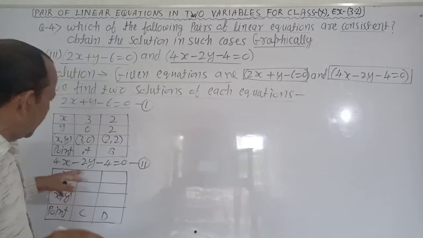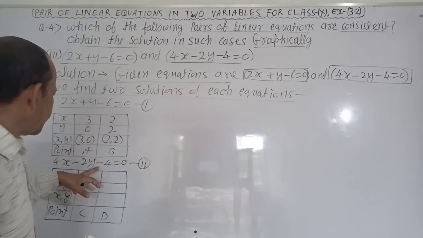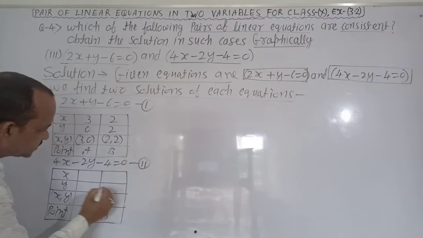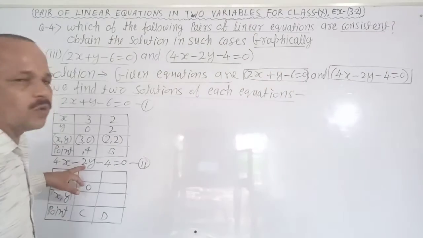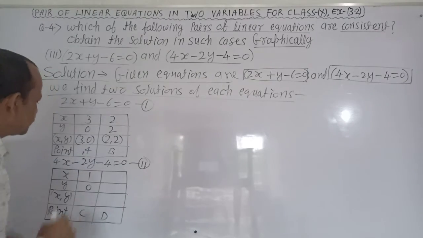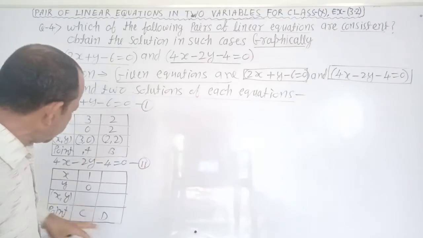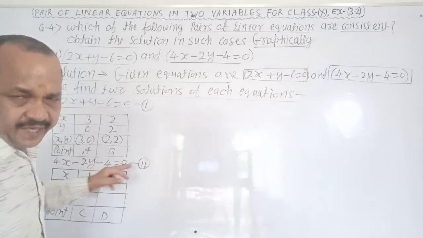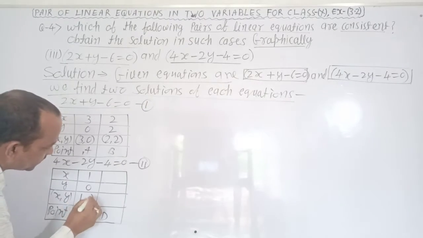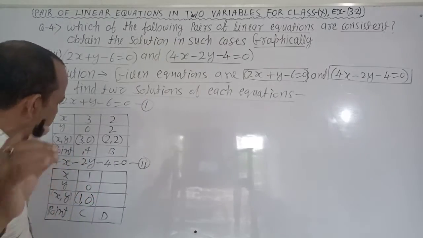You put the value of y as 0. Here it becomes 0. Here you put the value of x as 1. It becomes 4, plus 0, minus 4 becomes 0. It means this equation is satisfied. Your coordinate becomes 1 and 0. It is clear? No confusion about it? Very good.